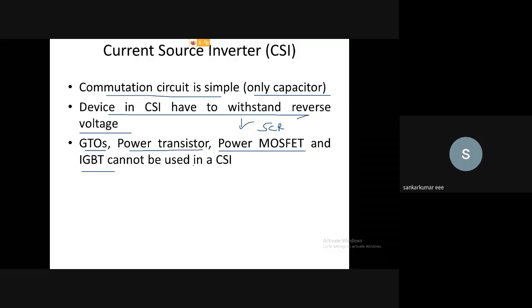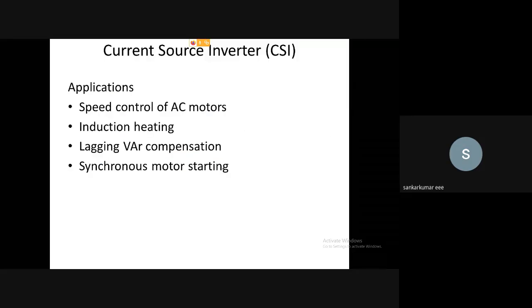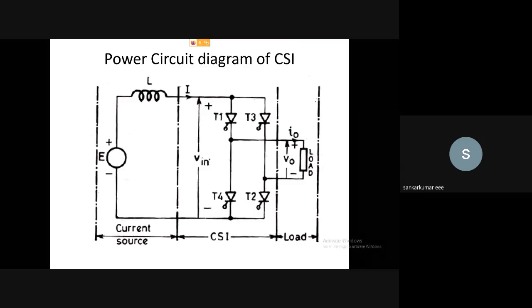The other devices will not withstand the reverse voltage, so they will not have reverse voltage blocking capacity. And the applications are the speed control of AC motor, induction heating, lagging VAR, reactive power compensation, and the starting of synchronous motors. And this is the circuit diagram of CSI, that is the current source inverter.